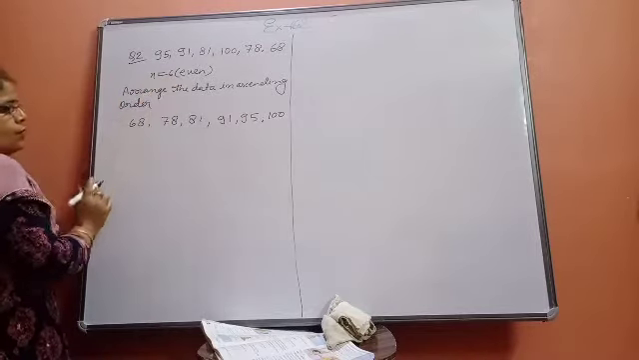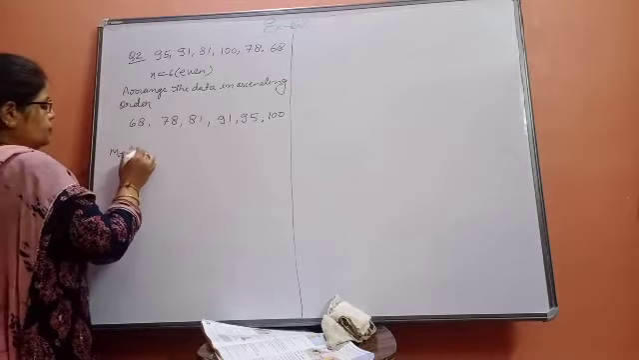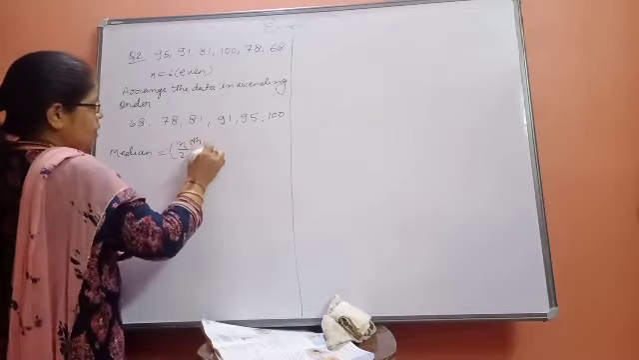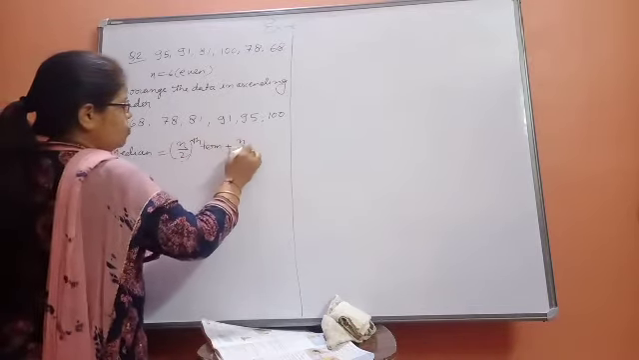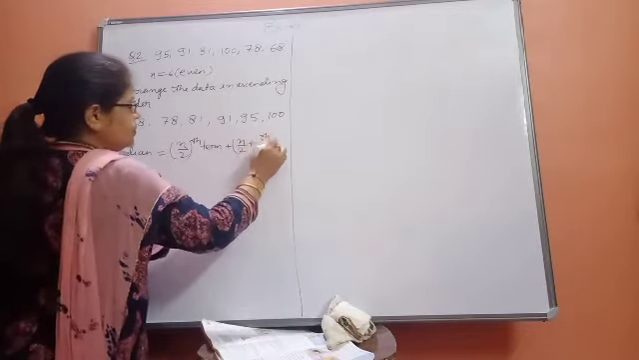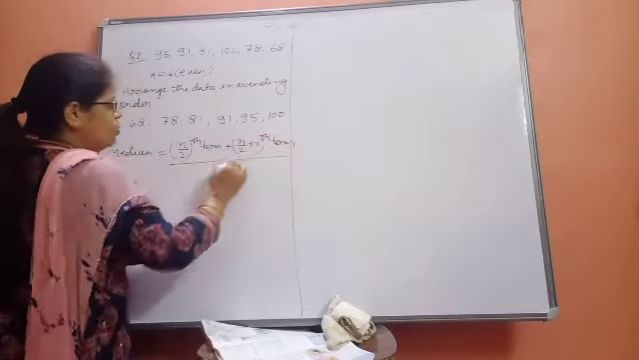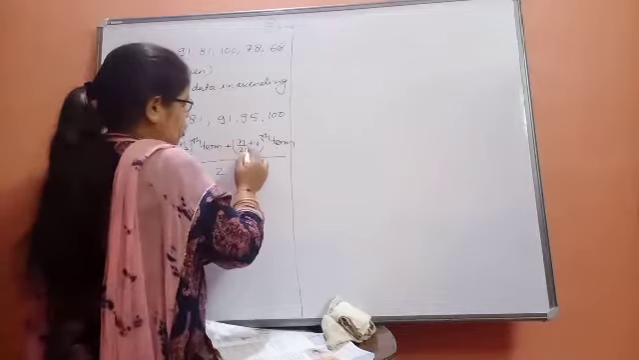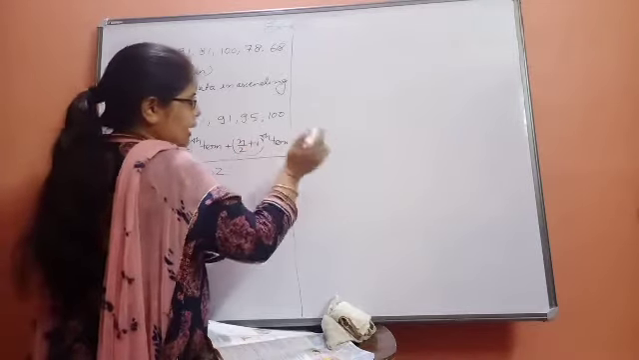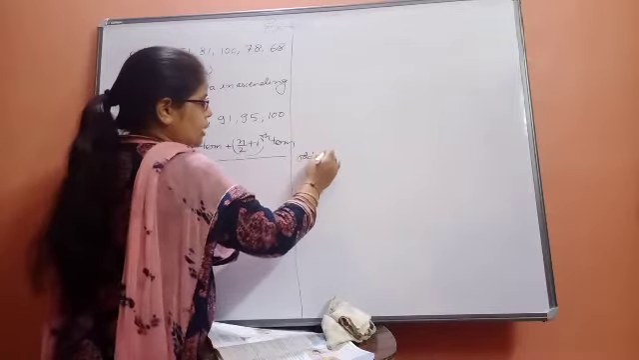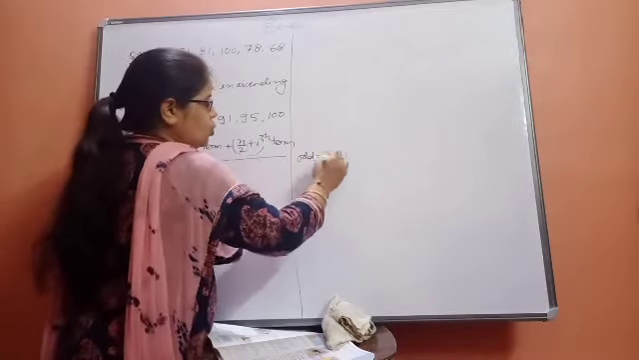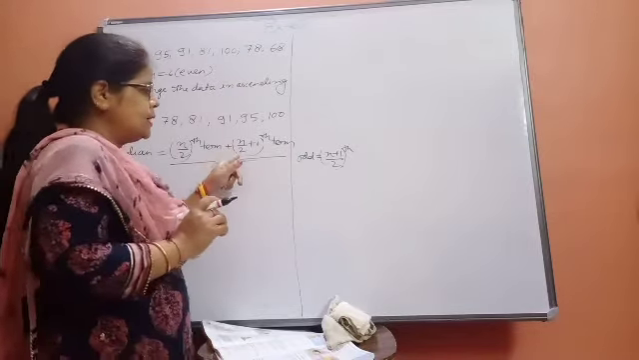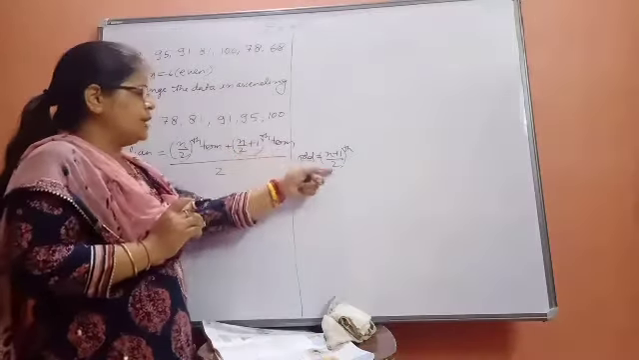N is equal to 6, an even number, so median is equal to (n upon 2)th term plus (n upon 2 plus 1)th term, divided by 2. Children are always confused over here. They write n upon 2 plus 1 incorrectly. While we were doing the odd case, at that time we were doing (n plus 1) upon 2 term. Maybe some of you have paid attention over here. Both things are different.